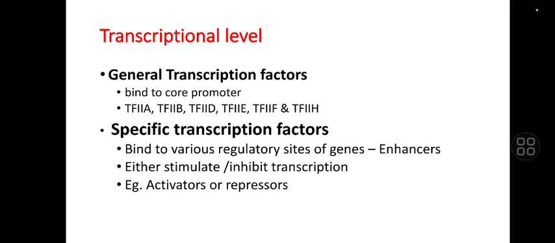In transcriptional level control, as we have already seen, transcription factors are involved which help in the process of transcription. Mainly there are two types of transcription factors. They are general transcription factors which bind to the promoter sequences or the core promoters in a gene, and which are named TFIIA, TFIIB, TFIID, TFIIE, F, and H.